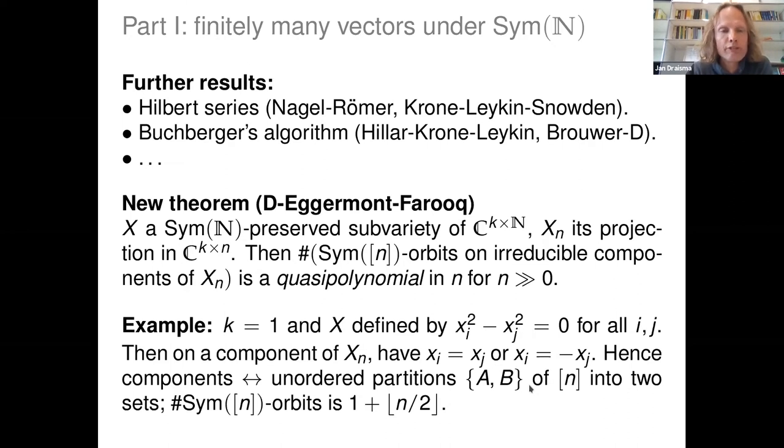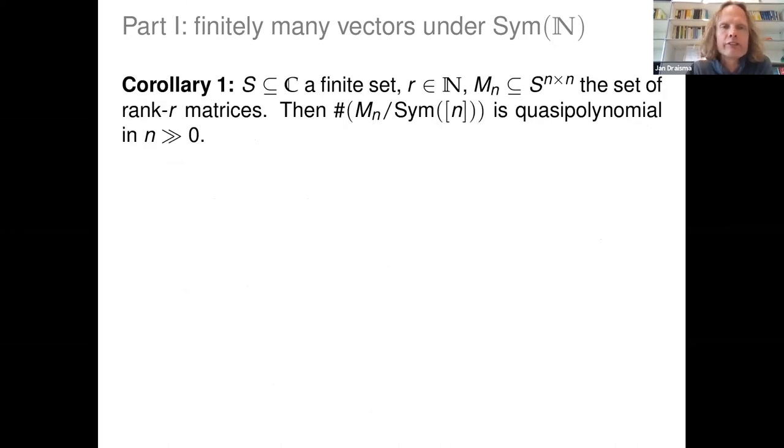Okay, so that's a very specific instance of it, but there are actually very nice corollaries. So here's one of them, which I like very much. Suppose that you take any finite set of complex numbers and you look at the set of n by n matrices that take values in that finite set and that have rank equal to a given number r. So r is fixed in this story, but this little n varies through the natural numbers. And then it turns out that if you act on this finite set Mn via simultaneous row and column permutations, then the number of orbits is a quasi-polynomial in n for n sufficiently large.